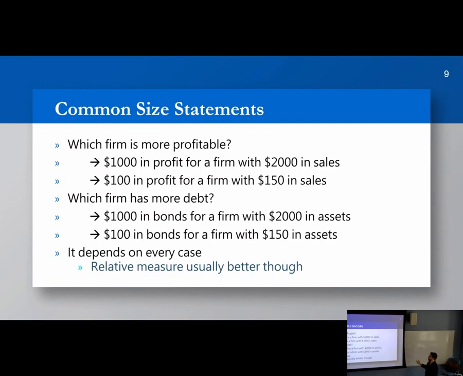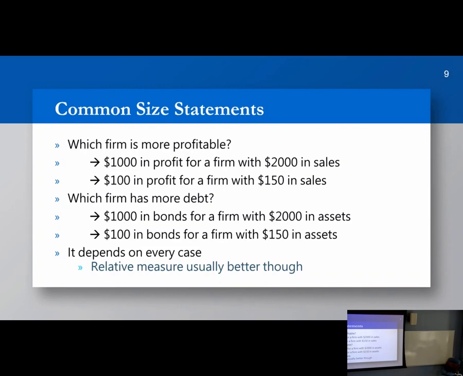So I think most everyone mentioned $100 in profits based on 150 in sales. Relatively speaking, that is true. You have a higher bottom line relative to your sales. So of these two companies, the second option is generating profits relatively more efficiently. In the second case, again, the second option is relatively more indebted. 2/3 of the company is funded through debt relative to overall assets, so that is a more indebted company. So broadly speaking, relative measures are usually going to be the best way to gauge performance.